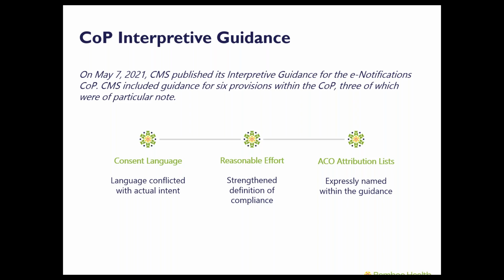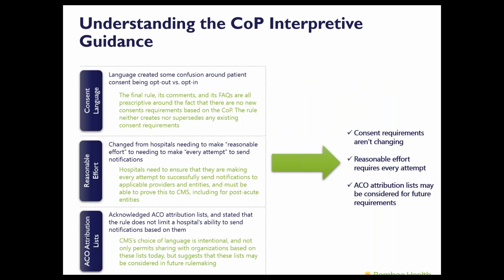And so within the interpretive guidance, CMS actually included guidance for 6 separate provisions within the condition of participation. And 3 of these were really of particular note, and we're going to dive into those a little bit more. So the 3 main takeaways from the interpretive guidance are takeaways around consent language, reasonable effort, and ACO attribution lists. And we will now dive into those a bit more here. So taking a look at each of these 3 components of the interpretive guidance and really what they mean for hospitals. So starting at the top here with consent language.